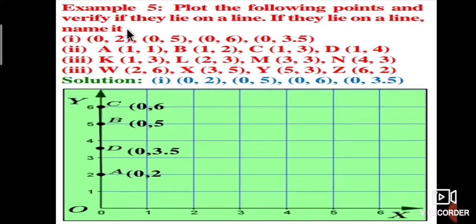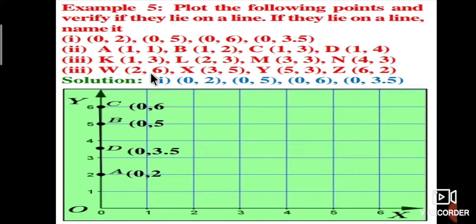Okay, next question is plot the following points and verify if they lie on a line. If they lie on a line, name it. Here observe that one. 0 comma 2, 0 comma 5, 0 comma 6, 0 comma 3.5, etc. Second one is A of 1 comma 1, B of 1 comma 2, C of 1 comma 3, D of 1 comma 4. Next one is K of 1 comma 3, L of 2 comma 3, M of 3 comma 3, N of 4 comma 3, like that.